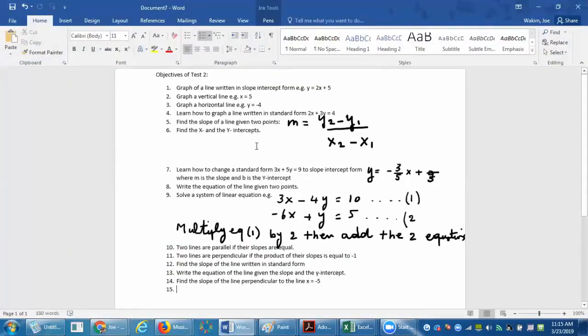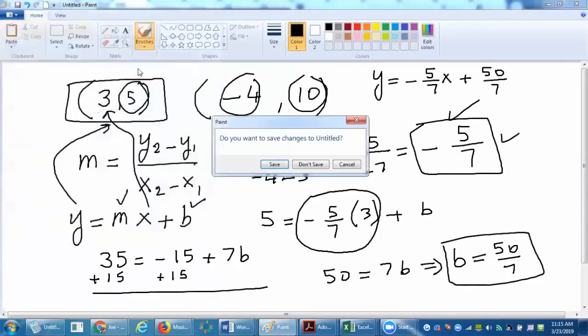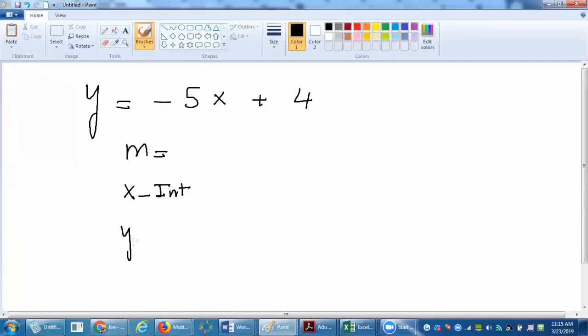Find the x and y-intercept. So this is the slope formula. Find the x and the y-intercept. So given any equation of a line, let's give a slope-intercept equation. So let's say you are given y equals -5x plus 4. And the question is find the slope, find the x-intercept, and then find the y-intercept. So you could be asked for those three, given any equation.